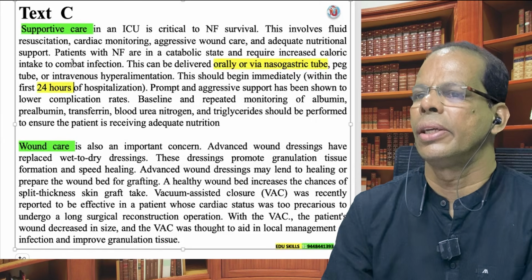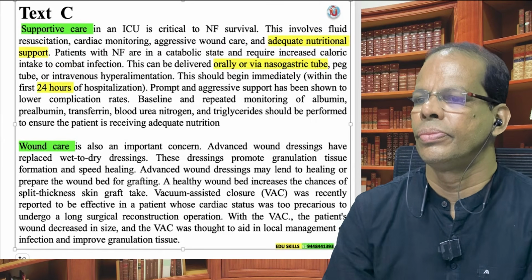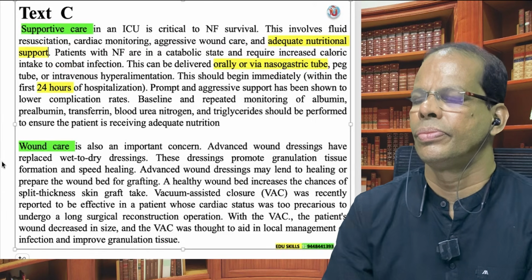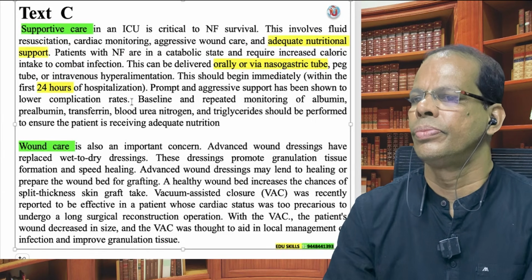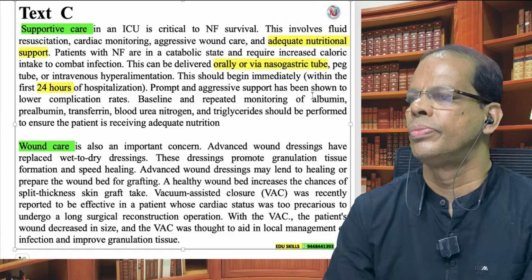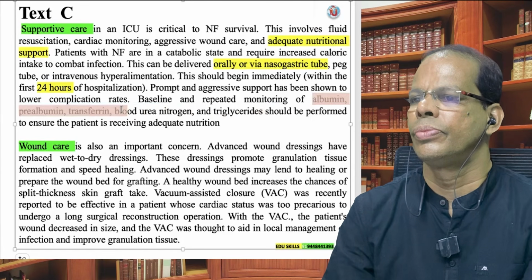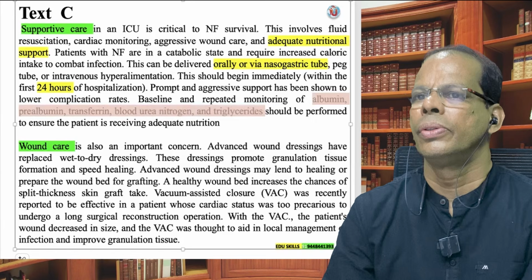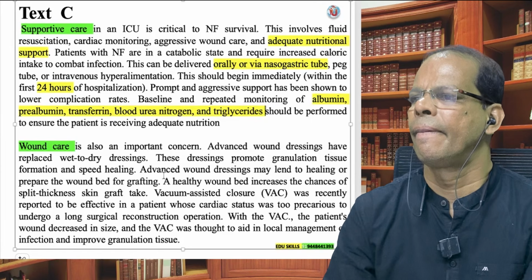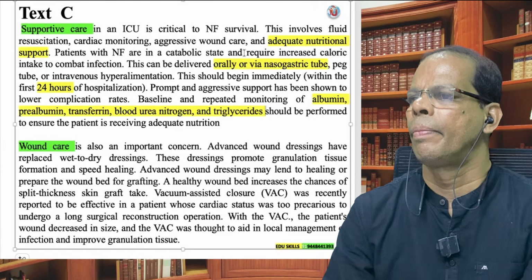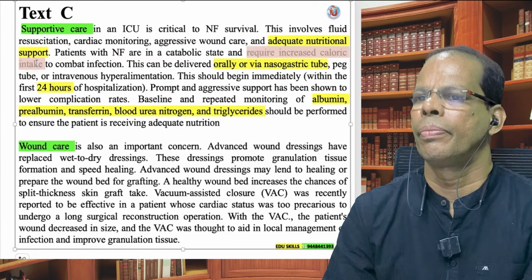Second line. Next, albumin. These are the names we need to highlight. Monitoring of albumin, pre-albumin, just the names you need to write. Baseline repeat monitoring. Triglycerides. One more thing, we need increased caloric intake, the third line. Required increased caloric intake.